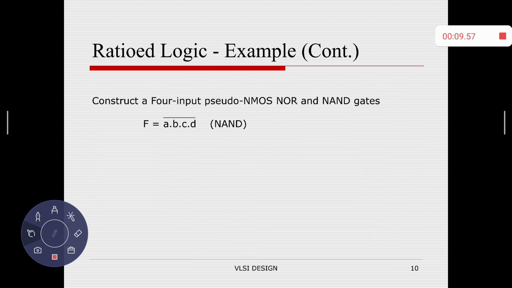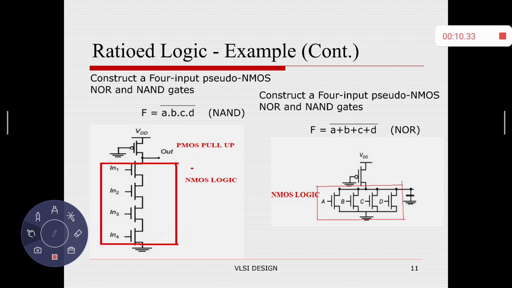Since it is pseudo NMOS logic, the pull-up device will be a single PMOS transistor, and its gate terminal will be connected to ground. In the pull-down network, I need to place 4 NMOS transistors, since there are 4 inputs. All 4 inputs are associated with the product term A dot B dot C dot D, so all 4 transistors should be connected in series. At the junction of the PMOS transistor and NMOS transistor, we take the output. This is the structure of pseudo NMOS logic for a 4 input NAND gate.